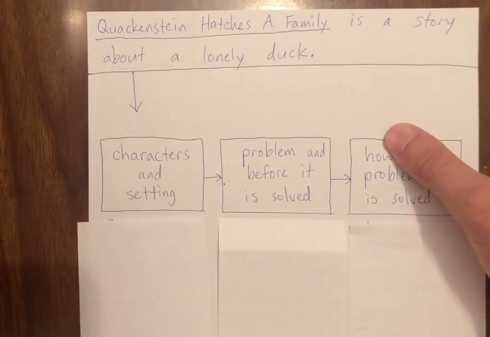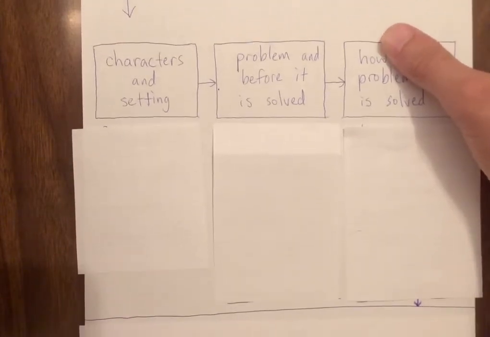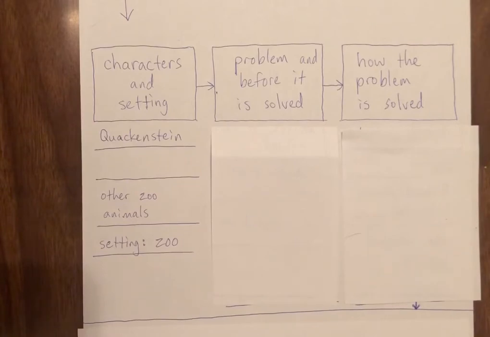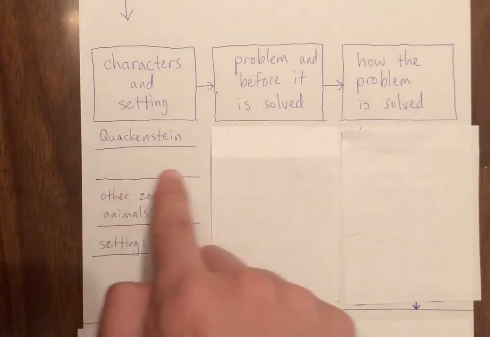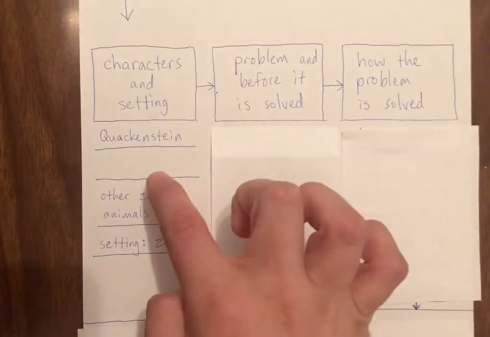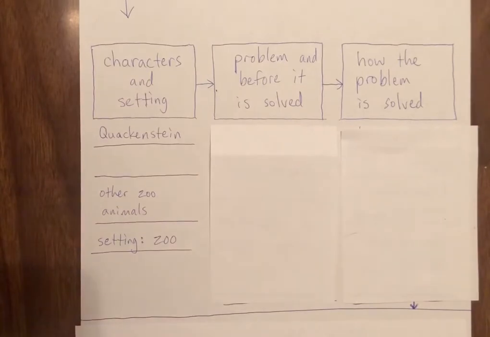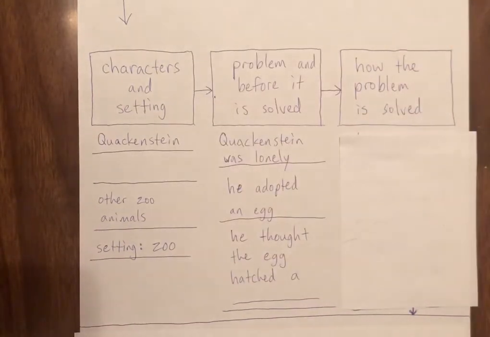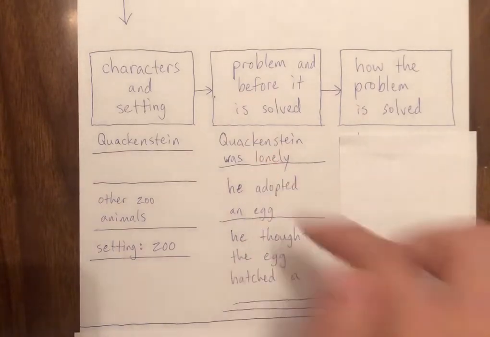After your opening sentence, we're going to get to the details. For characters and setting, we have Quackenstein. Then you need to fill in the second character. There's other zoo animals, and then the setting, which is where it takes place, is the zoo. Make sure you fill in that other character that I didn't fill in.